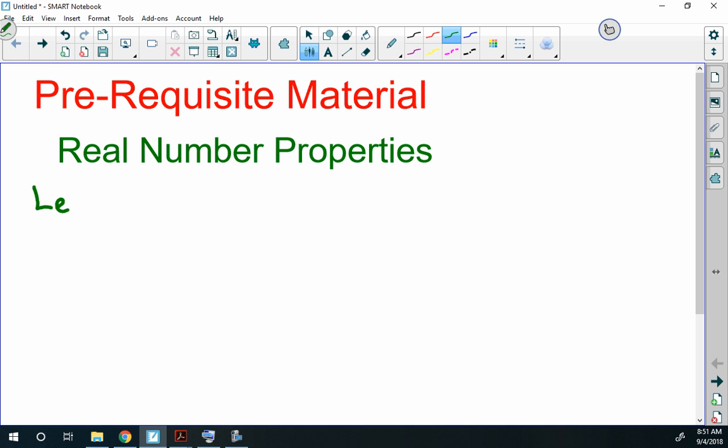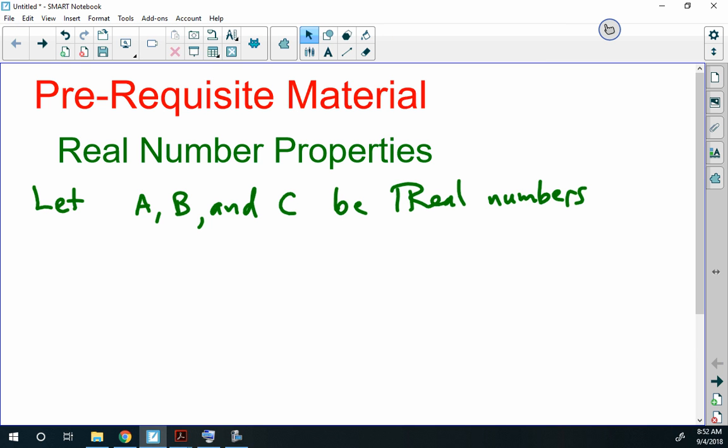So I'm going to say this. Let A, B, and C be real numbers. There's all kinds of number properties, and they have different names, and some of their names are funny, and some of them I'm going to give you a way to memorize them, and it'll make sense, and I don't mean to be perverted, but you'll never forget this one anymore.